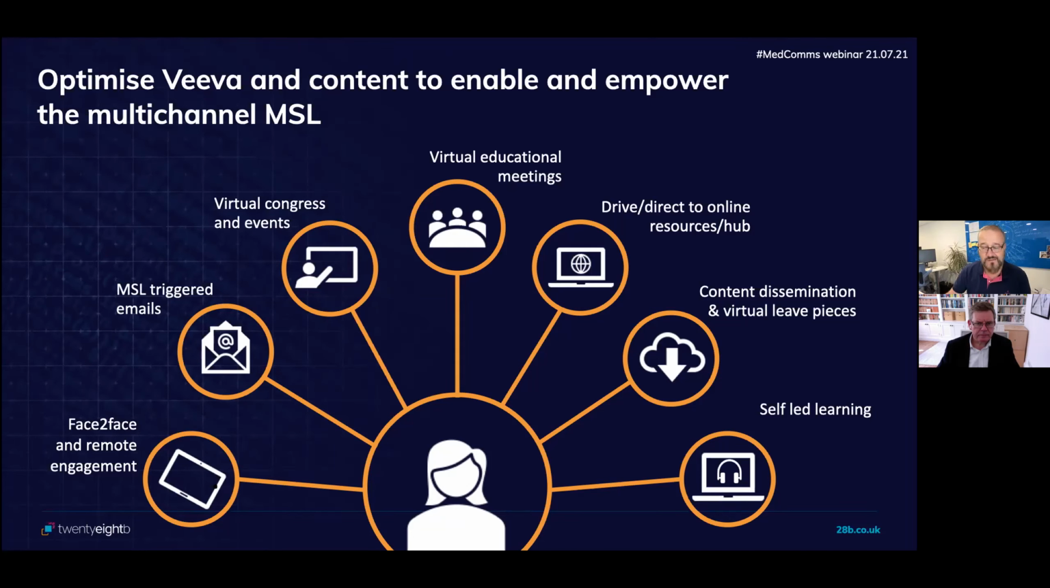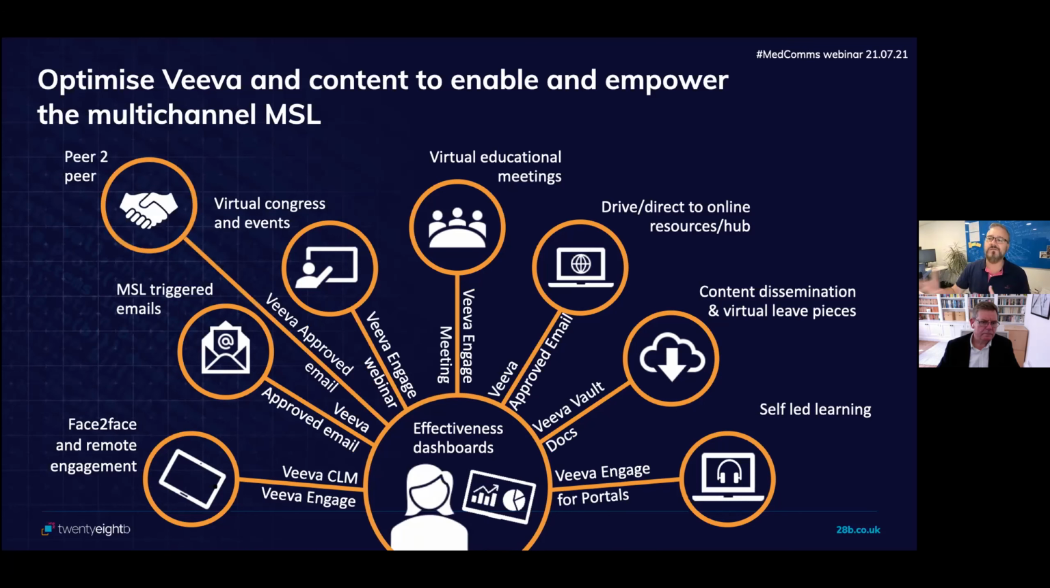And platforms like Veeva can support all of this, from face-to-face or remote engagement to sending compliant emails, or emails that can be tracked because they provide important and insightful analytics. Virtual congresses, I think we've all had experience of those this year, the good and the bad. Virtual educational meetings, like we're kind of doing right now. There's also driving and directing them to online educational resources, portal hubs, etc. And then this is how Veeva can drive all of this.